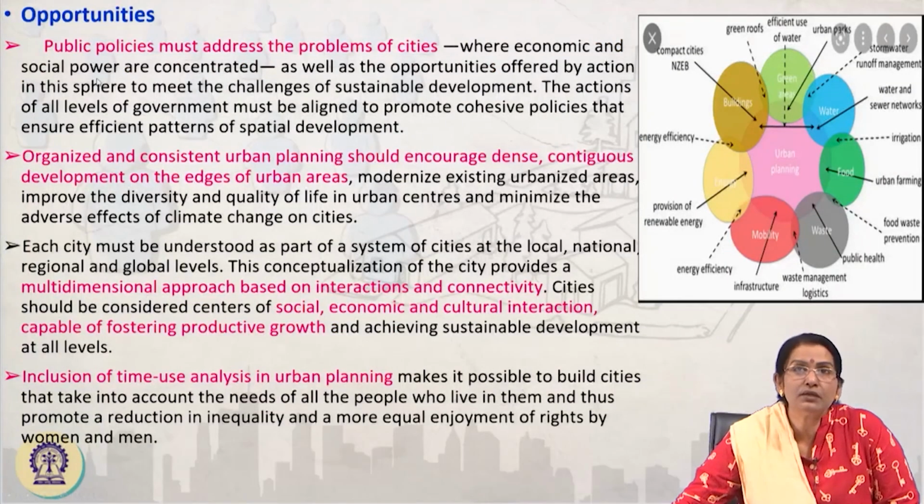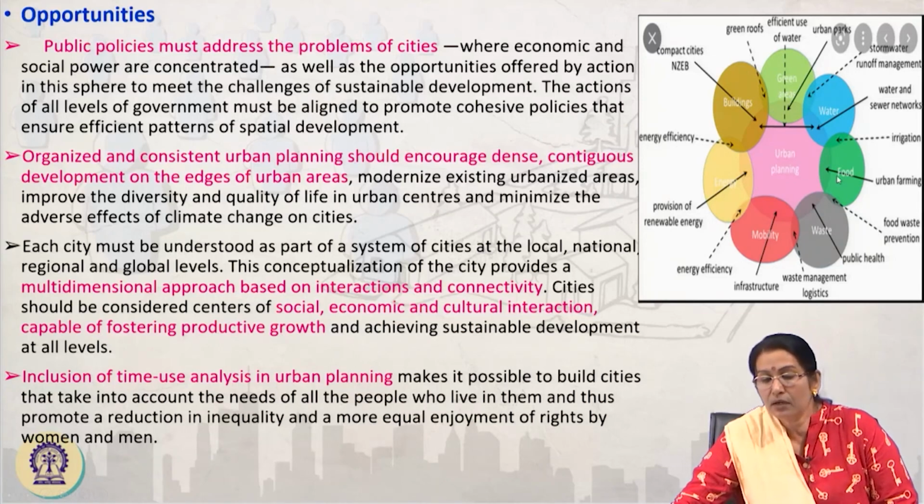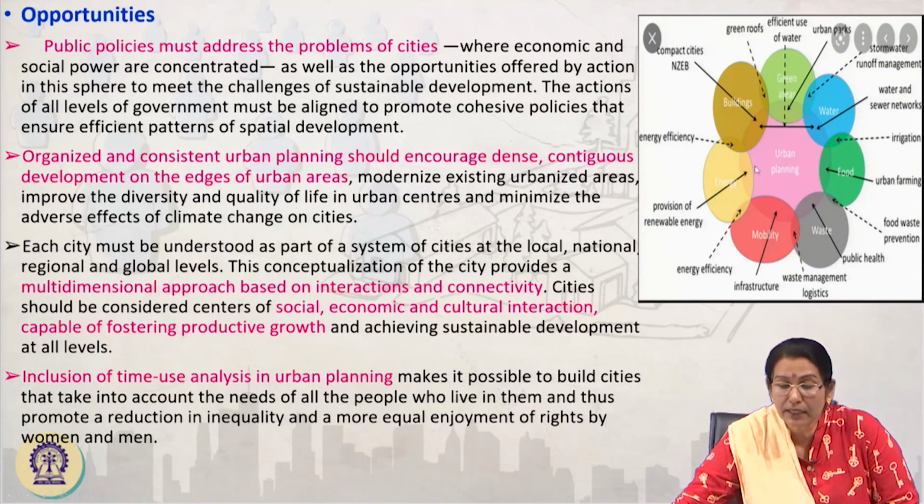Similarly, opportunities are also there. Like in urban planning, you can see green areas, compact city buildings, energy efficiency centers, provision of renewable energy, mobility, infrastructure, waste management, food security, and water security. Urban planning should take into consideration all these numerous factors, starting from green areas to water, energy, food, waste management, mobility and transport, and infrastructure. All kinds of things should be taken into account in the domain of urban planning and architecture.